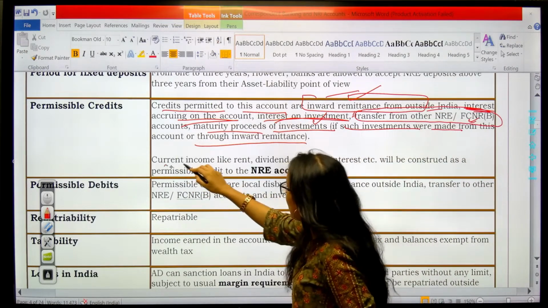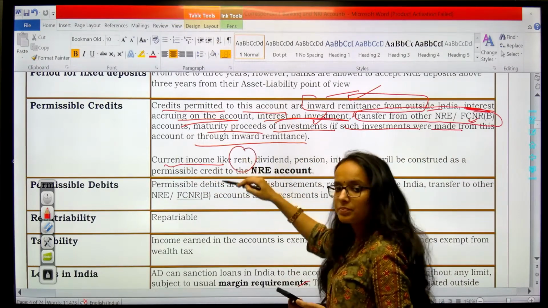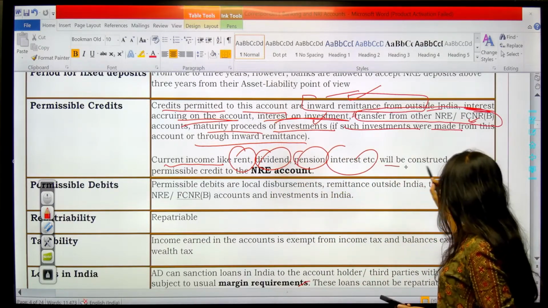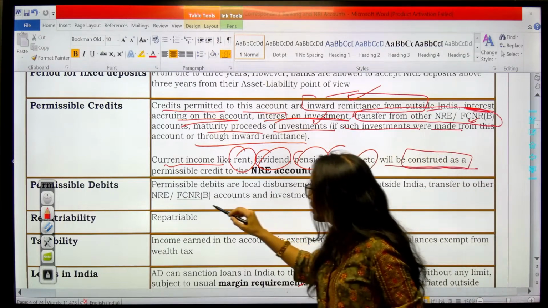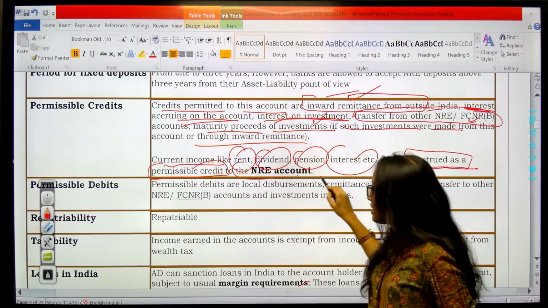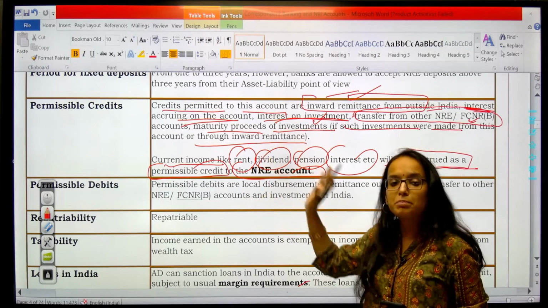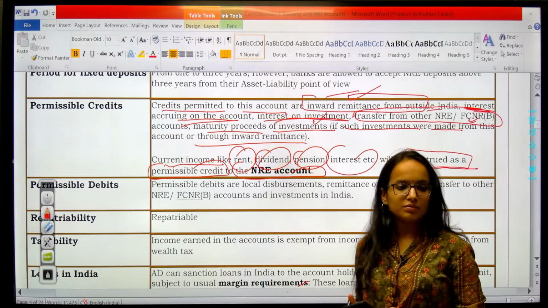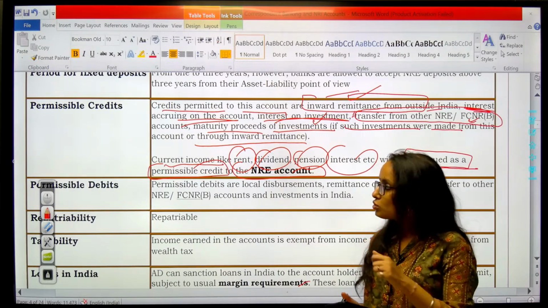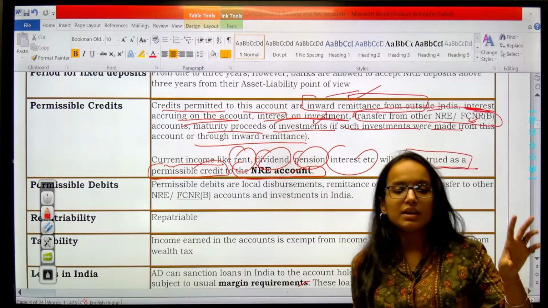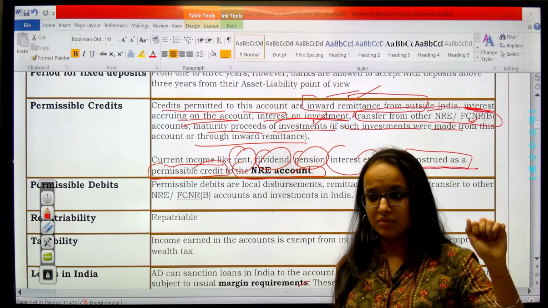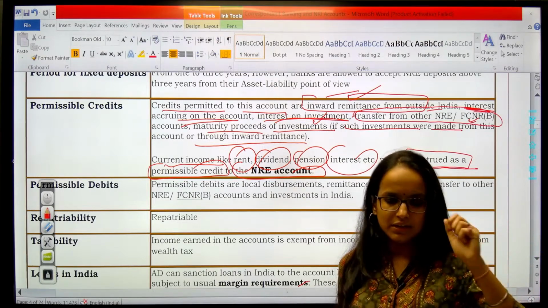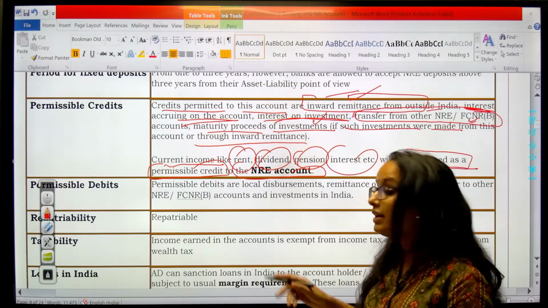Current income, like rent, dividend, pension, interest, etc., will be constituted as a permissible credit to the NRE account. So current income sources of that person will also be permitted to be credited into this account. Do you get that? So what all categories are there? Be it your current income sources. What can be your current income sources? Rent. You are earning rent from any source currently, right? Current income it has to be.